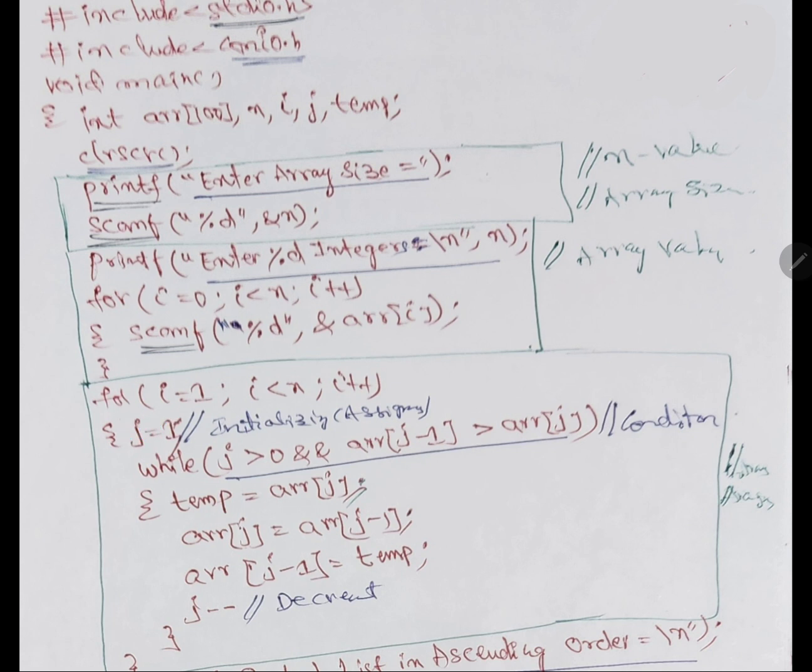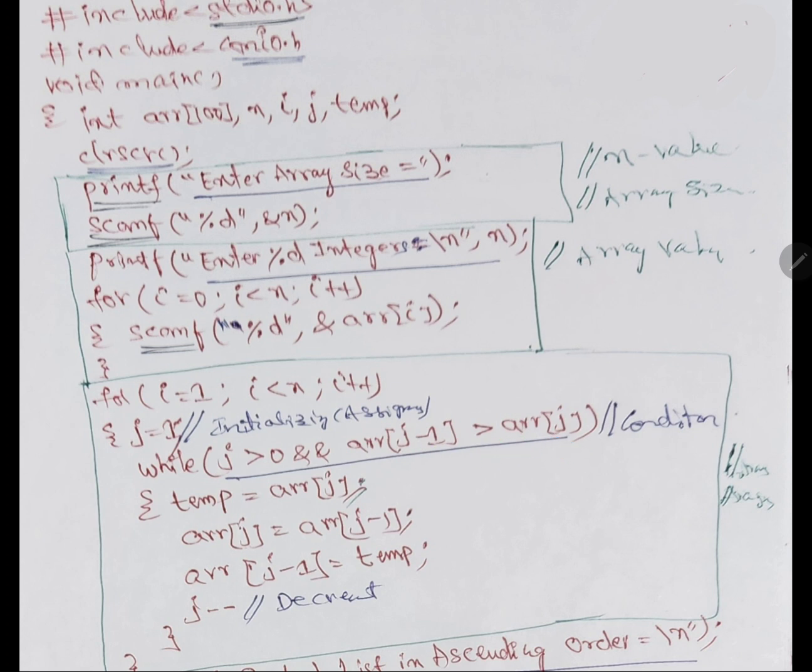Now for i equal to 1, i is less than n, i plus plus. So it will be checked whether the next element is greater. So we are using a while loop, we can use a for loop also. j equal to 1, this is initialization or assigning value 1, while this is a condition: j is greater than 0 and the other condition. Both conditions should be satisfied. Array j minus 1, j minus 1 means the previous element is greater than array j. So the first element will be compared with the second element.